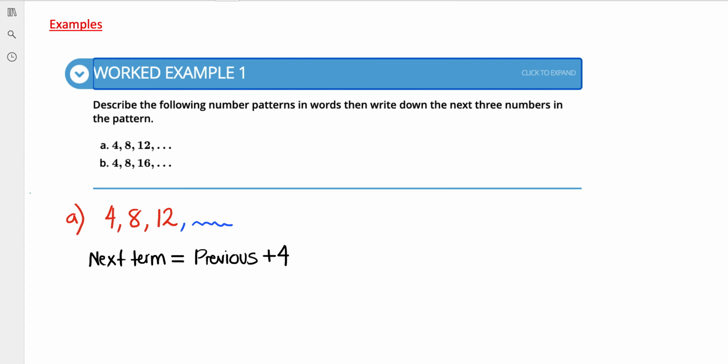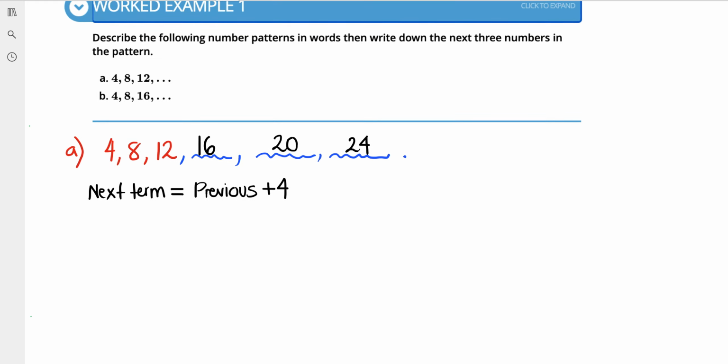Okay, beautiful. So if we do this and then the next three terms, that is what the question is asking us to do. So we know that the next one is going to be 16, and then this one will be 20, and then this one will be 24. Agree? 4, 8, 12, 16, 20, 24. Beautiful.